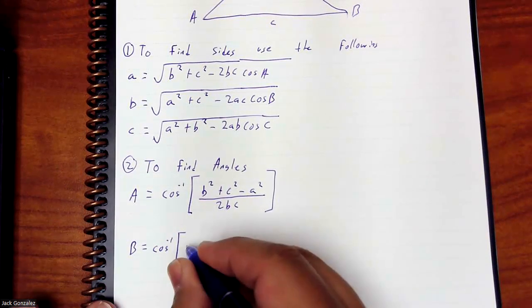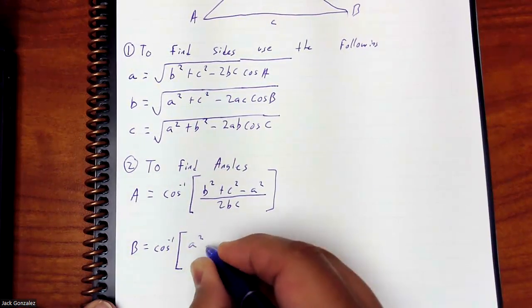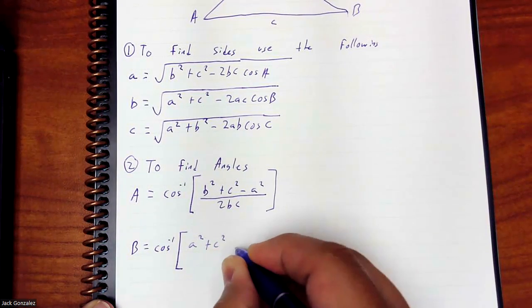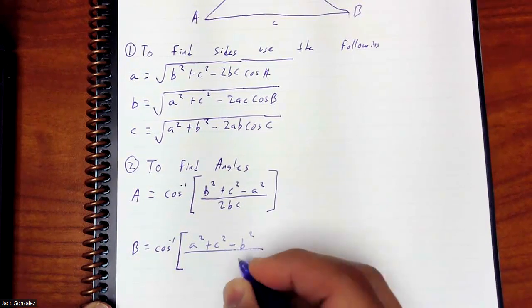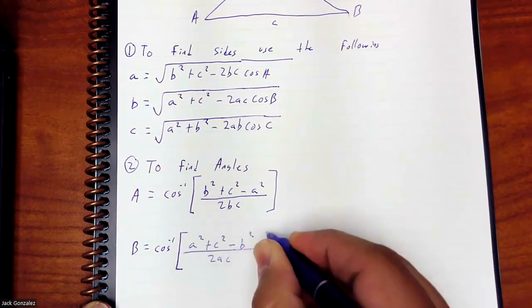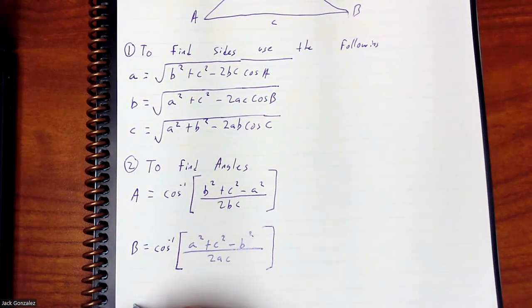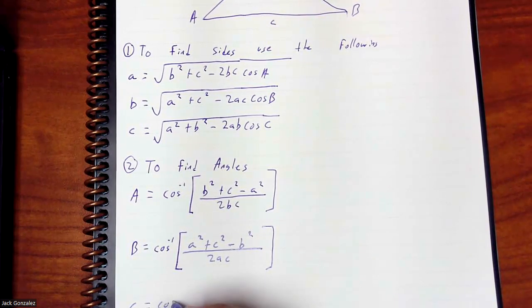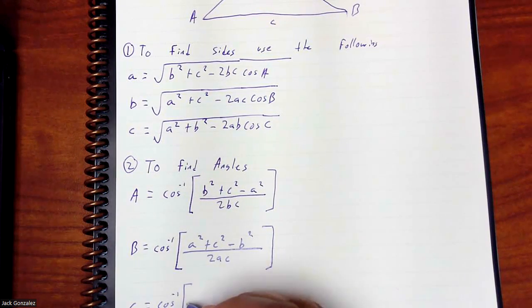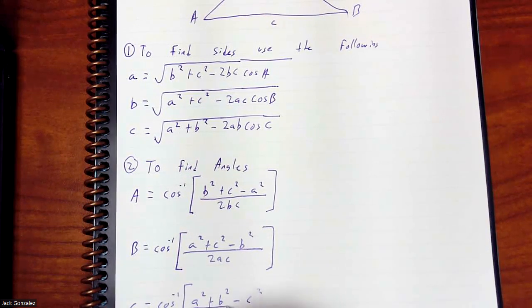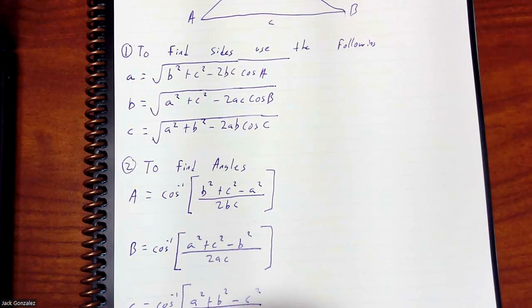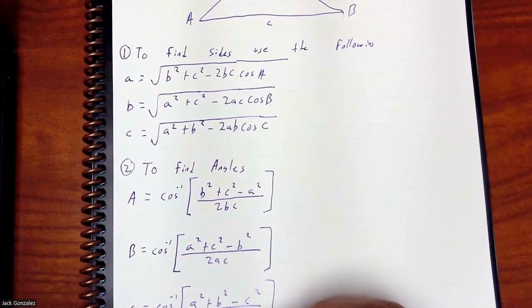Capital B. It's A squared plus C squared minus B squared over 2AC. Is equal to A squared plus B squared minus C squared over 2AB.